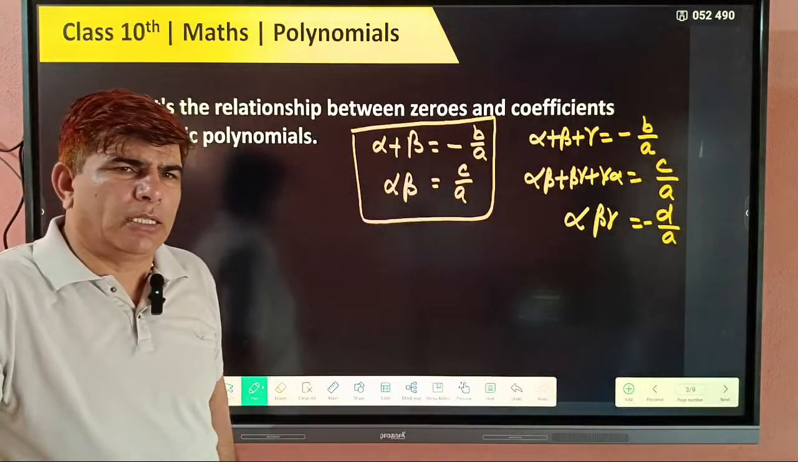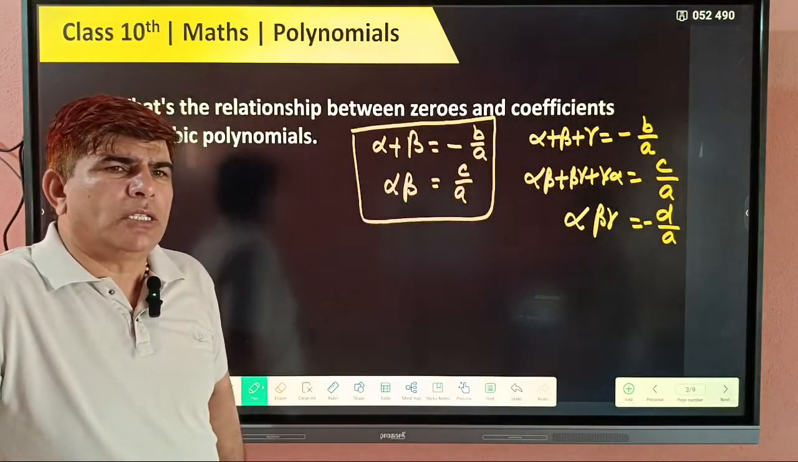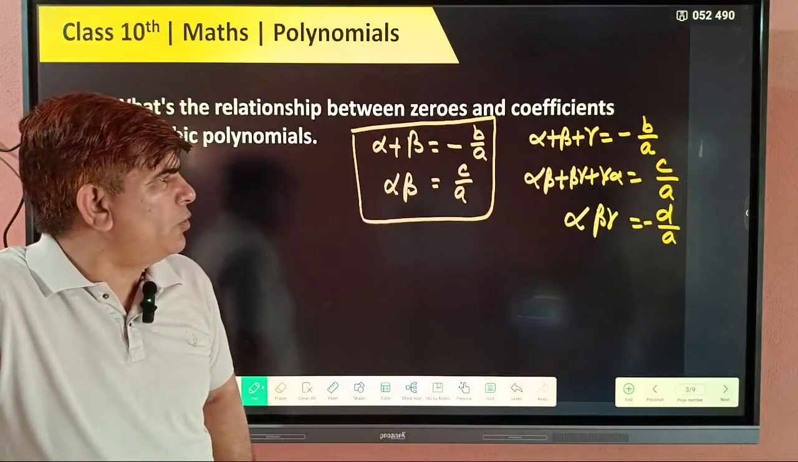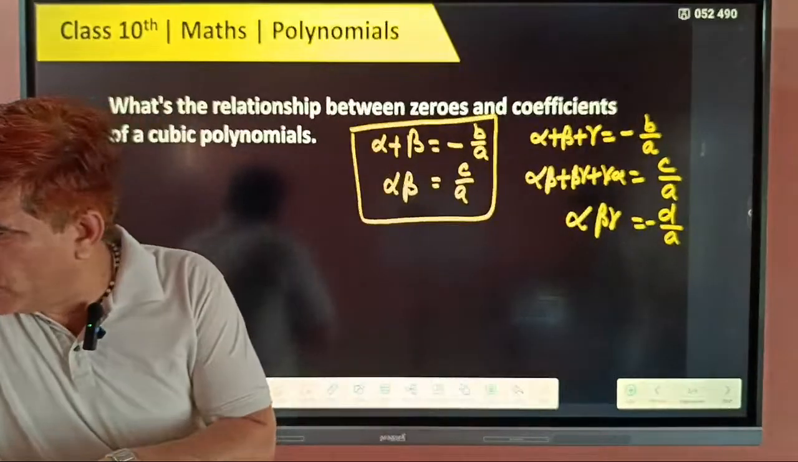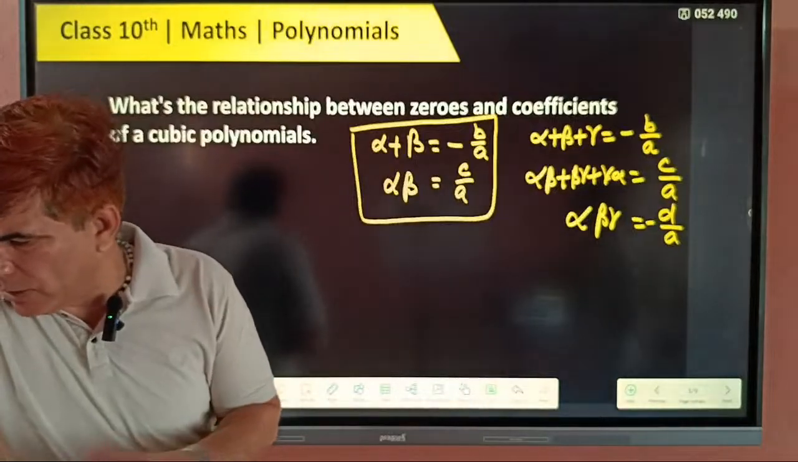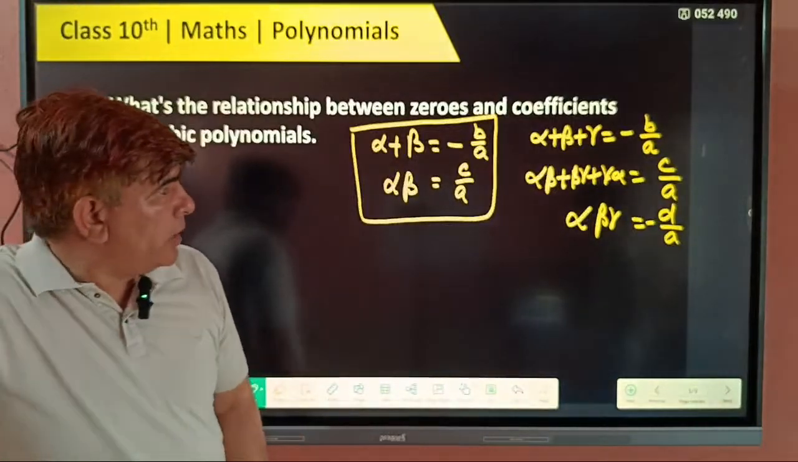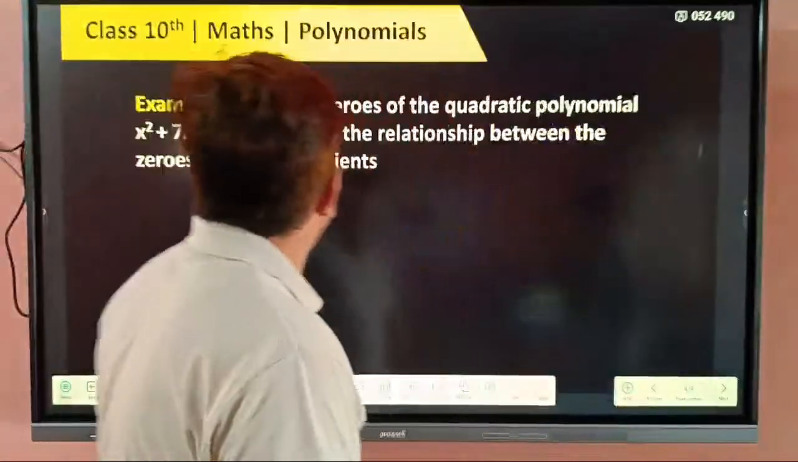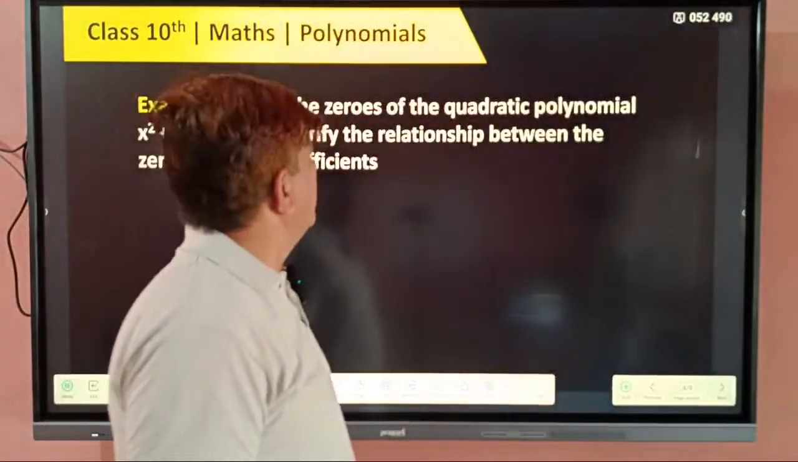Questions come like this: you have to tell the relationship between the zeros and the coefficients of the quadratic polynomial. Cubic polynomial is not given in your syllabus, but it's given about this. So I told you, now we will do what? Example. So, example number 1 is given.